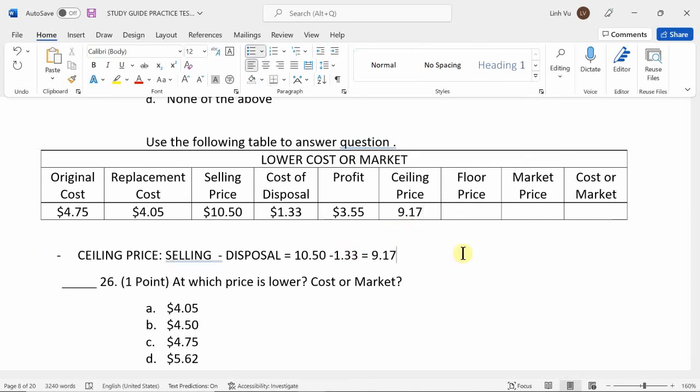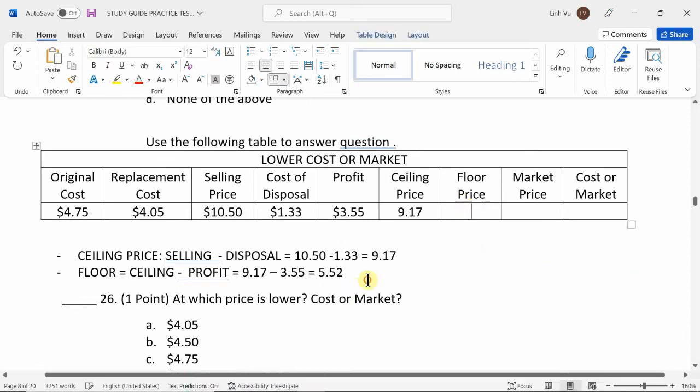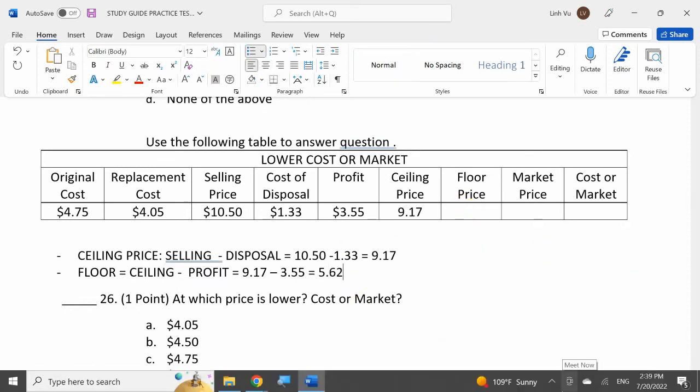Okay. How do you solve for the floor? You take the ceiling price minus profit. Okay, so in this case, your ceiling is your $9.17 that you took from above, and then minus $3.55, and then I got $5.62. Okay.